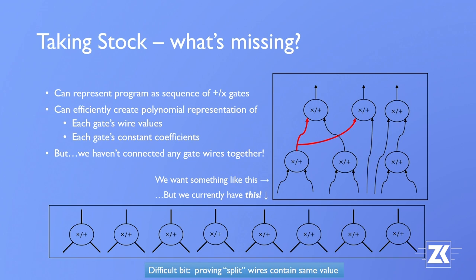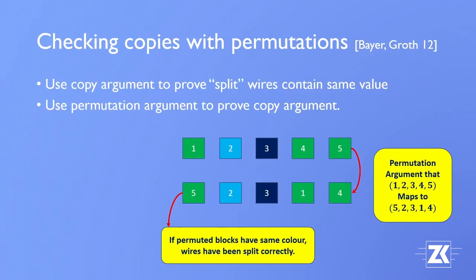And this is where Plonk uses a permutation argument. In a similar manner to Sonic, and a permutation argument which I believe was originally proposed by Bayer and Groth in 2012. We want to use a copy argument to prove that our split wires contain the same value. And here's a little example that Mary Maller came up with when I was chatting with her about how on earth to describe permutations. Imagine you have five wire values, where the color of each square represents the value of the wire, and the integer is the index of the wire.